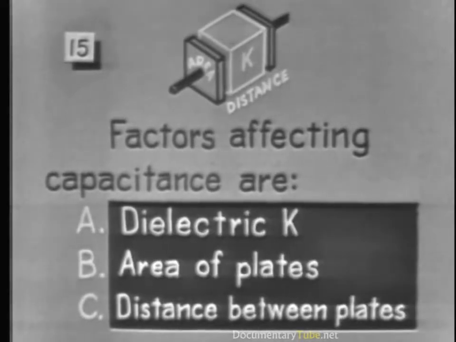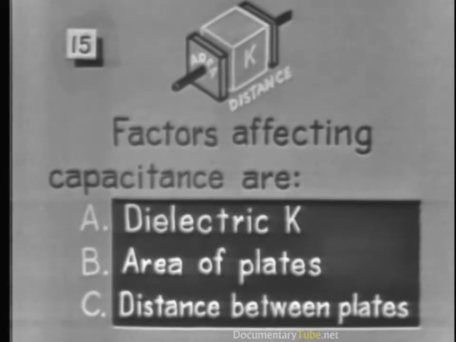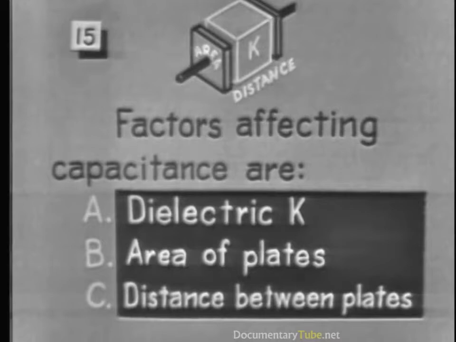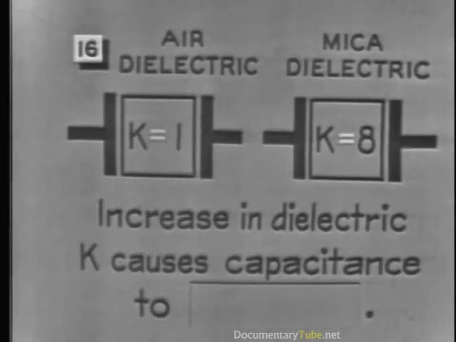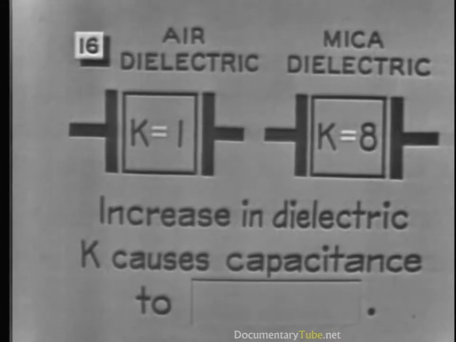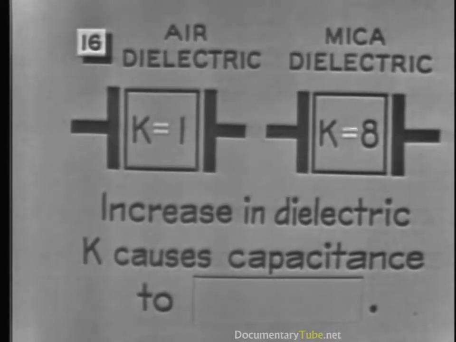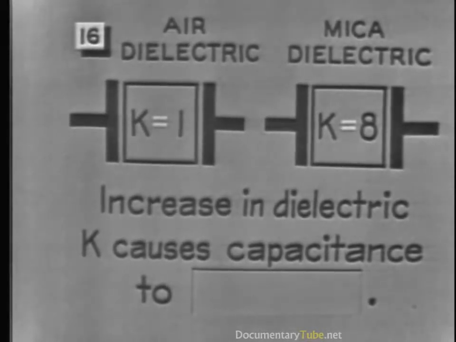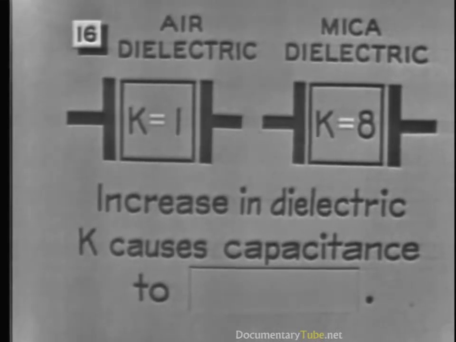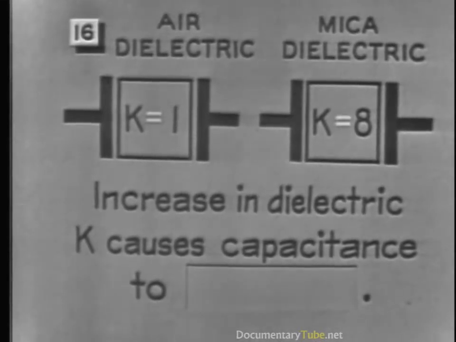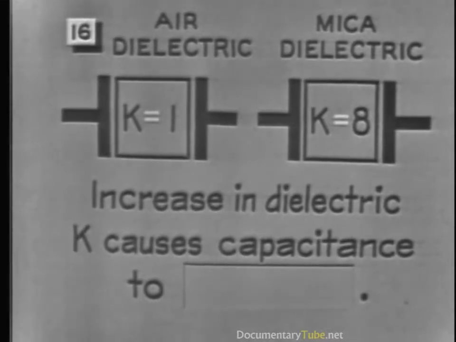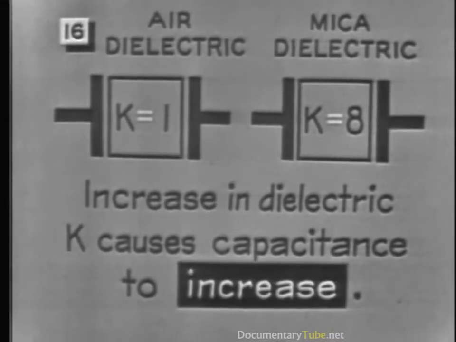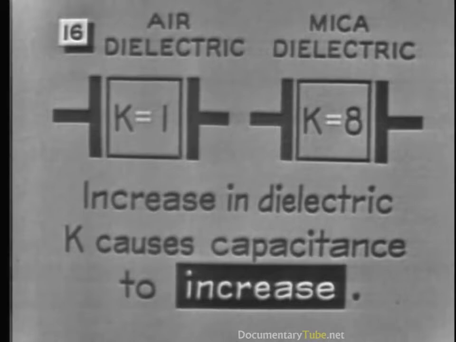The correct answers are dielectric K, area of the plates, and distance between the plates. Any order on these is correct. Now try this one for number 16. Capacitance increases with an increase in dielectric K.